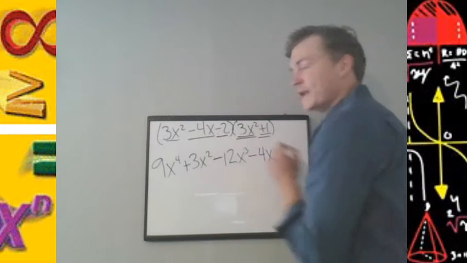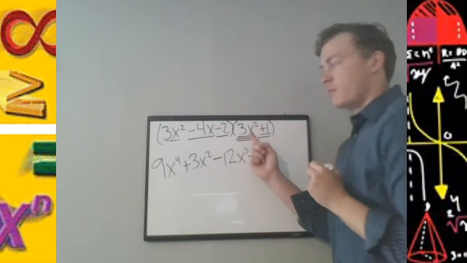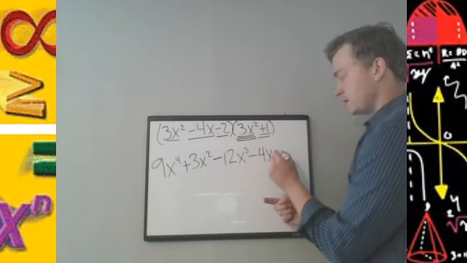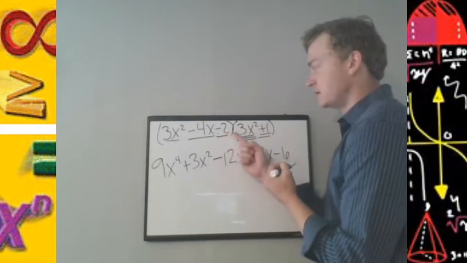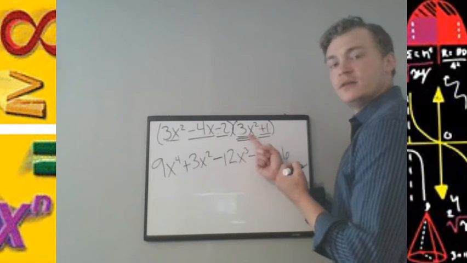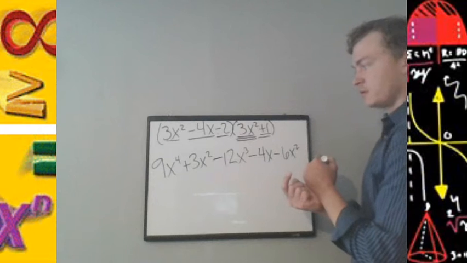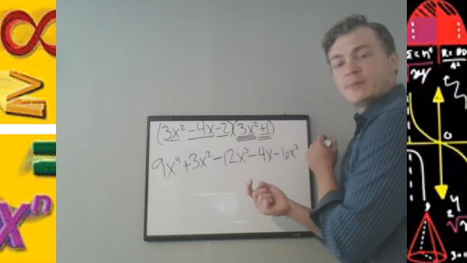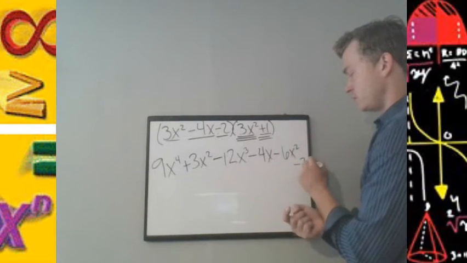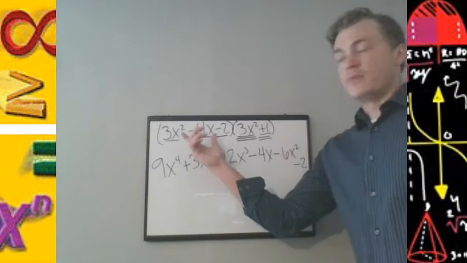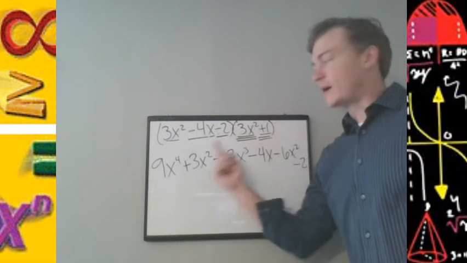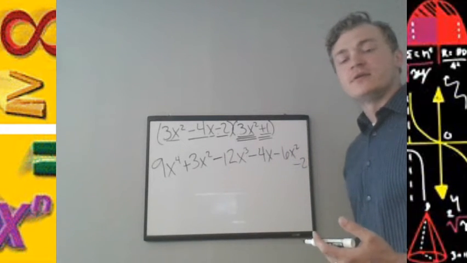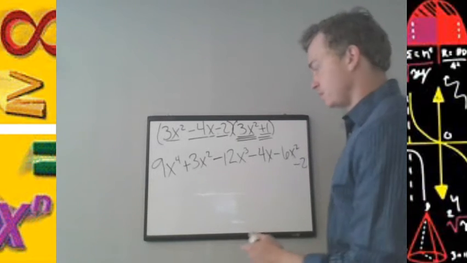Lastly here, minus 2 multiply 3x squared. Minus 2 multiply 3 is minus 6, multiply the x squared. Lastly, minus 2 multiply positive 1 is a minus 2. So again, 3 terms multiply 2 terms, trinomial times binomial, 1, 2, 3, 4, 5, 6 terms. Now we will look to simplify by combining the like terms.